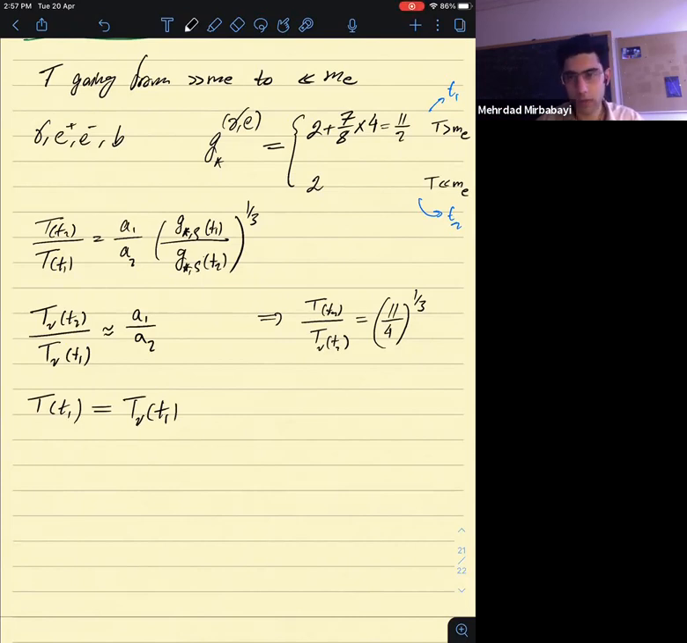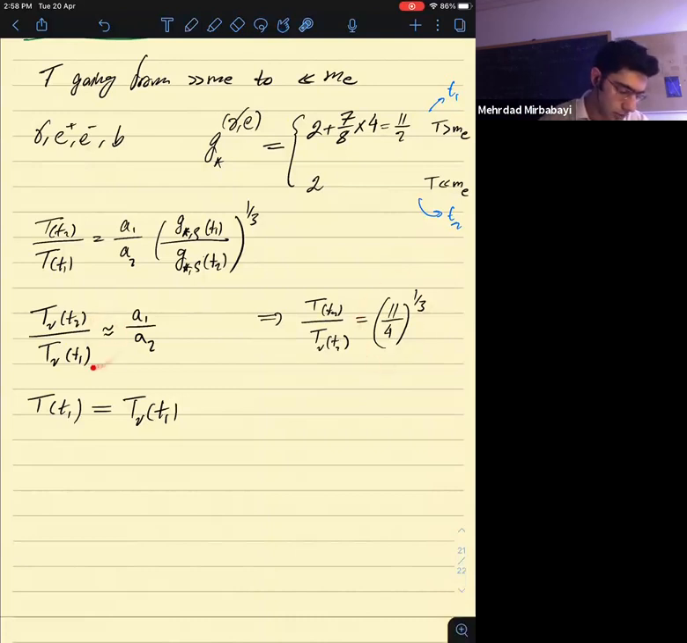If neutrinos have mass, which we know they should have, at least some of them should have mass, then eventually the neutrinos become non-relativistic and then the story changes. But as long as they are relativistic, the ratio of the temperatures remains the same as this number.